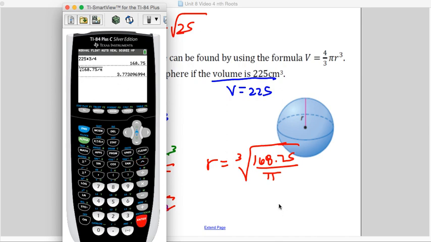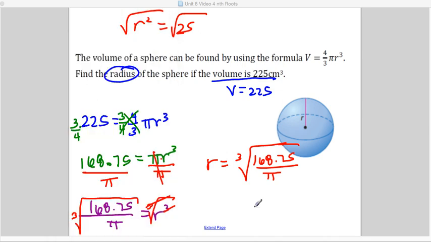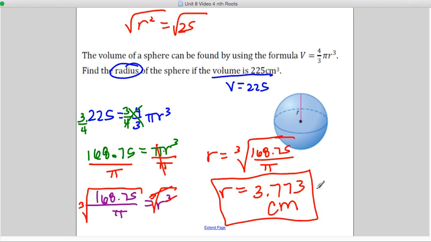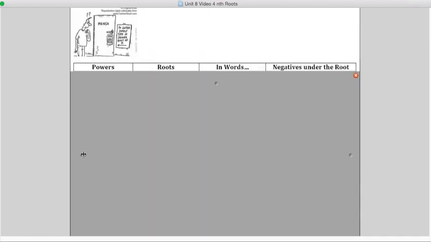So my radius, and I always say round to 3 decimal places, is 3.773, and we should always label this as in centimeters. So there is my radius. Okay, so there's a little bit of an example that uses the cube root, which is the third root, so an nth root.